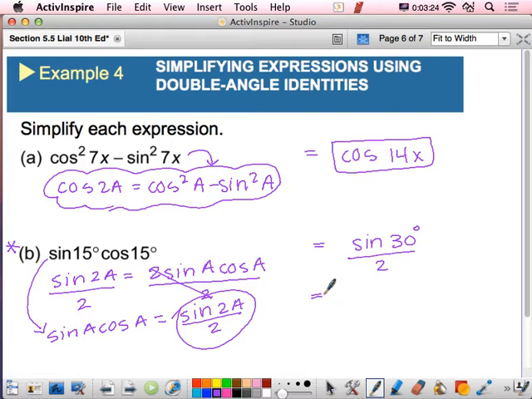And guys, you cannot cancel this to 15. It doesn't work. Since it's on our unit circle, we keep going. The sine of 30 is 1/2. So really this is 1/2 divided by 2, which is 1/4. So it's a little bit harder when they don't match exactly, but what you do is you rearrange the identity that you're using before you start, and you make it match exactly.